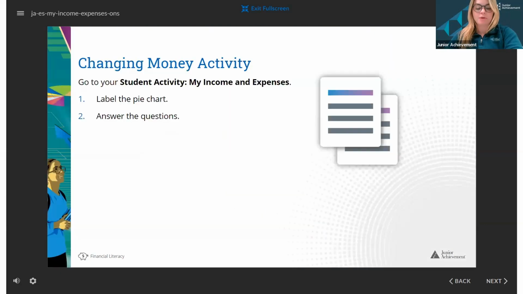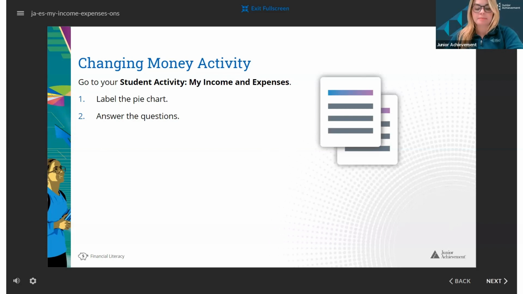And then you're now going to move on to the changing money activity, which is found on the back side of the student worksheet. Students will need to label their pie chart with the dollar amount of each category. They may need help with some of the calculations, but please give them time to work out the math if they are able to do so. You may even suggest that they work with someone sitting close to them, or you could also potentially do the math as a whole group using the whiteboard in the classroom. From there, answer the questions at the bottom of the worksheet and have students discuss these.